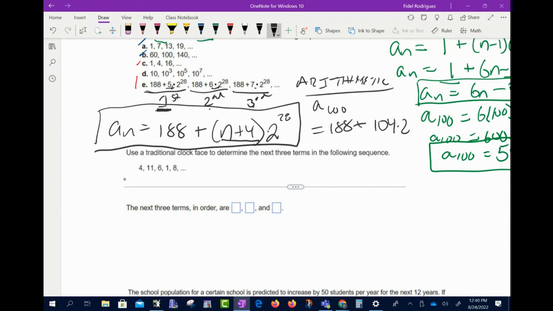104 times 2 to the 28th. And this is what you would exactly write, guys. You wouldn't actually try to figure it out. It's going to be too big of a number to write down. Remember, all I'm doing to find the 100th term is plugging in 100 right here. So 100 plus 4 is 104, right? I'm still leaving the 188 there because it's part of my problem. I'm still leaving the 2 to the 28th there because it's part of my problem.